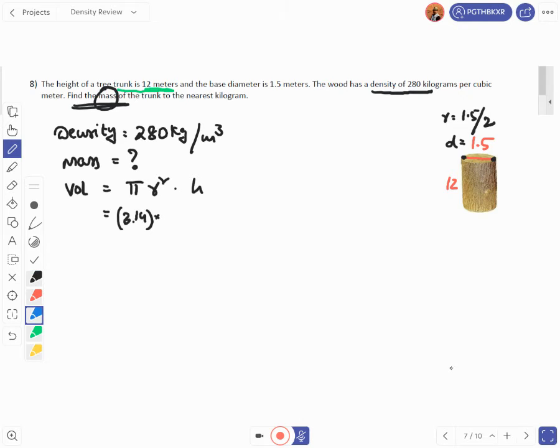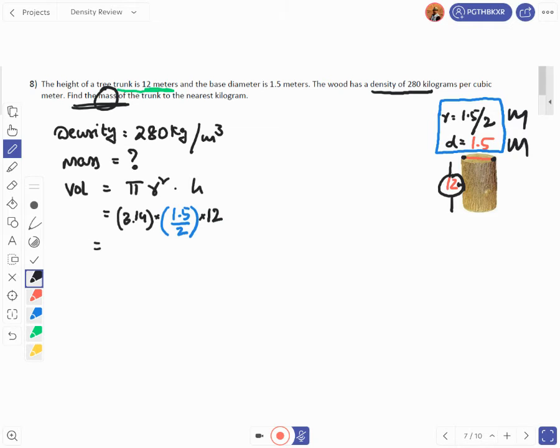And radius, as I mentioned before, you have to be really, really careful, because when diameter is given, you may be tricked. You may take radius as 1.5. There are high chances, so you have to be really careful. Radius is 1.5 divided by 2, that is half of diameter, that gives you the radius. This is multiplied by height. Height is 12 meters. By the way, all the units are given in meters. I forgot to mention that. So let me grab my calculator.